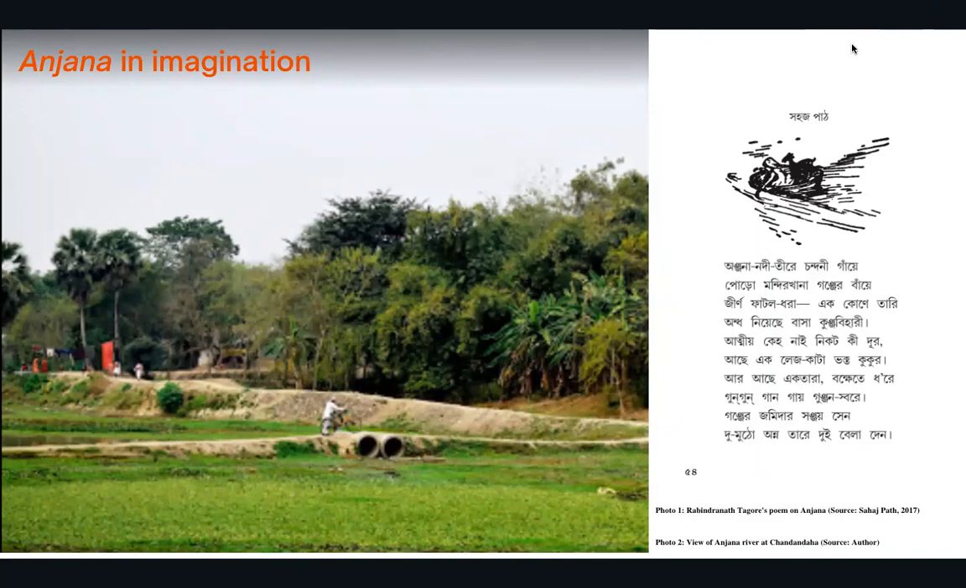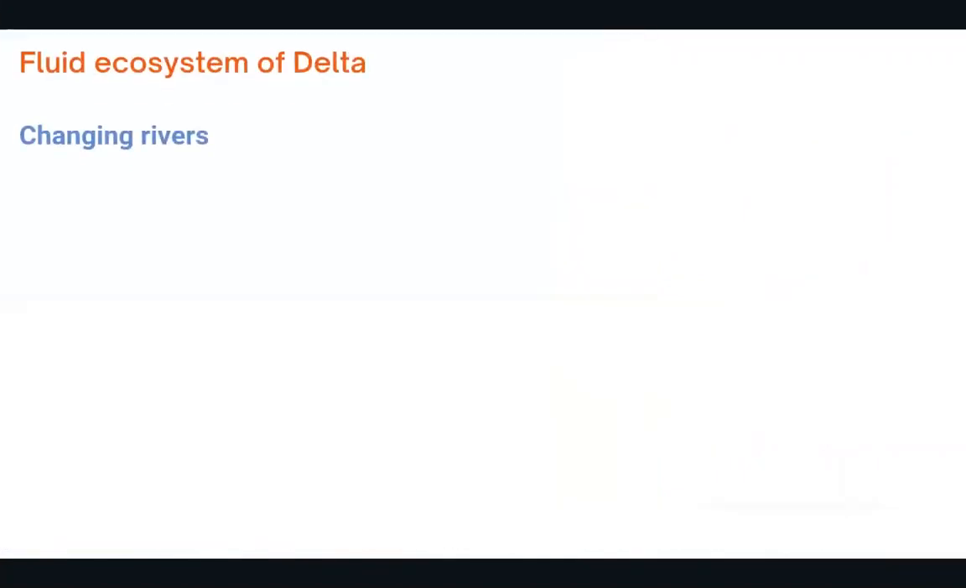And this is what Anjana is in our public imagination still today, that it is a very rural, laid back, lush green, very idle kind of environment. And the environment was so enticing that even Rabindranath Tagore wrote a poem on the river, which is still being taught at the primary school in West Bengal.